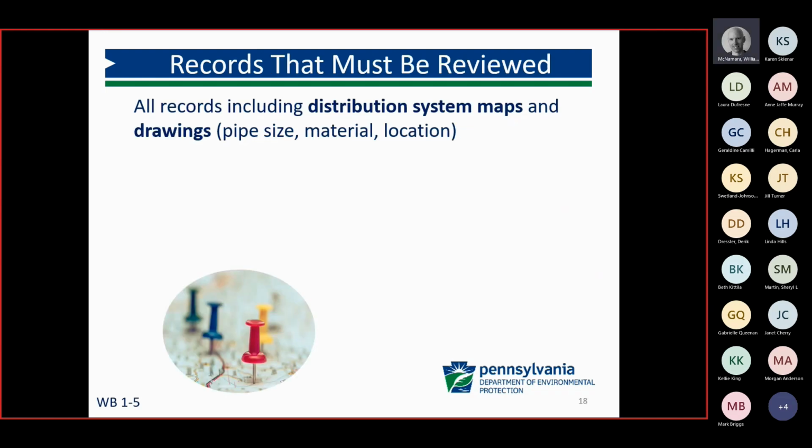All right, the next record to look at are all records, including distribution system maps and drawings. These should, if done correctly, hopefully have pipe size, material, and location specified on them.